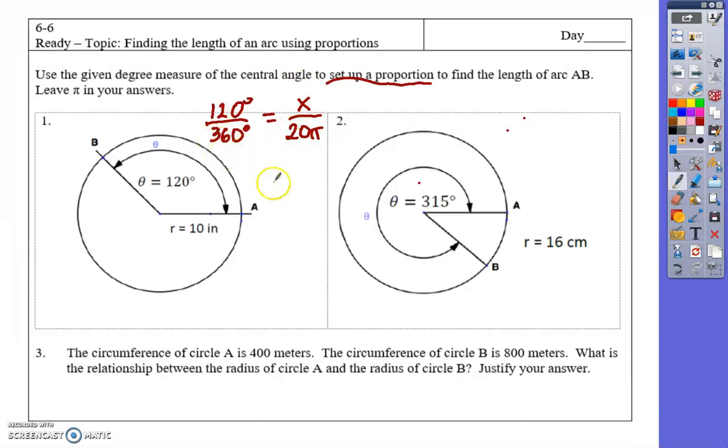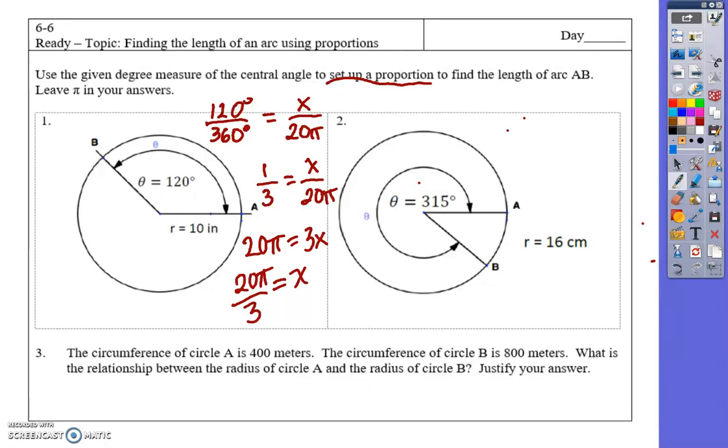So, pretty straightforward. This is 1/3. 120 divided by 360 is 1/3, and that's equal to x over 20 pi. We cross multiply, and we get 20 pi is equal to 3x, and so x is equal to 20 pi divided by 3. So that's how you do that. Go ahead and pause the video now and do question number 2 and question number 3.